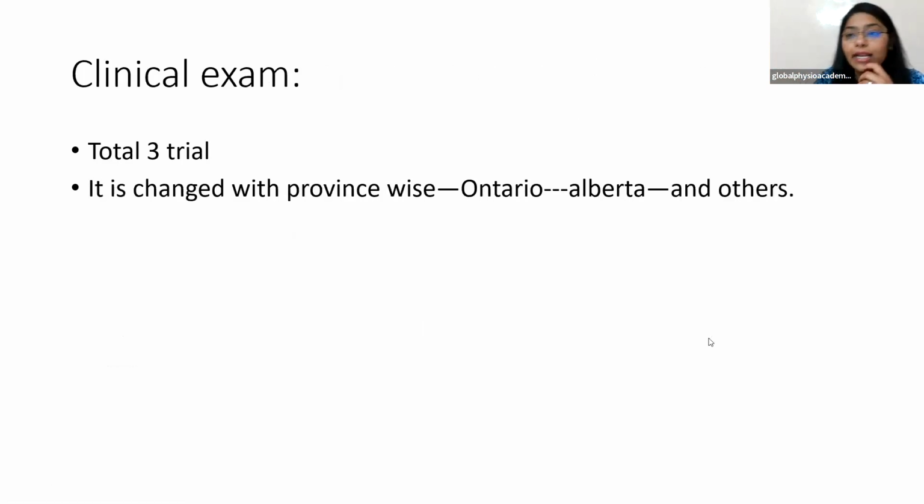Clear? And in the clinical exam, there are a total of 3 trials. Clinical classes are also going on. But the clinical exam changes by province. For example, if you are going with Ontario, there is an Ontario clinical exam, a British Columbia clinical exam, and some provinces like Manitoba are not doing the clinical exam. So just the written exam and you are good to work as a physiotherapist once you have a mentor. Then after certain hours of working as a resident PT, you are eligible for the registered license. But Ontario and Alberta are the provinces having a clinical exam.